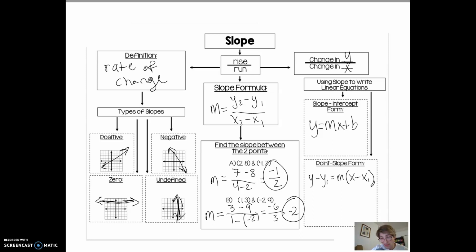So rate of change is a synonym, same thing. There's our slope formula. Got to know that for tomorrow. Change in y over change in x, rise and run, just like in the middle here, are two forms of our lines and the different ways that lines will look for the different types of slopes.